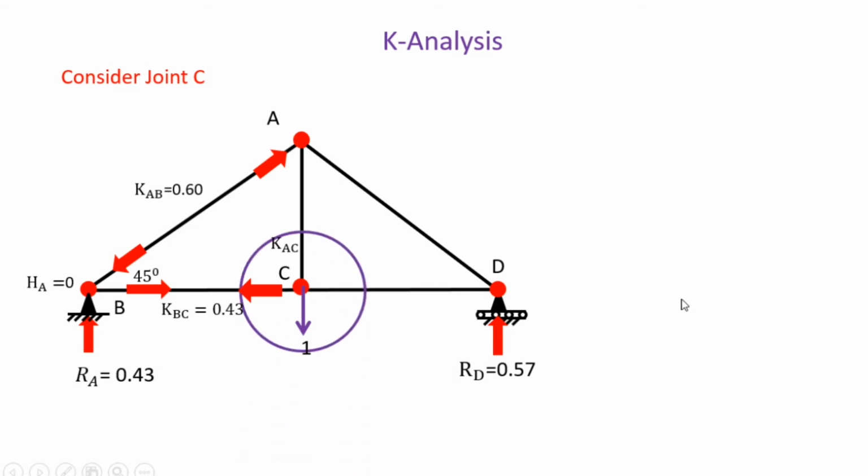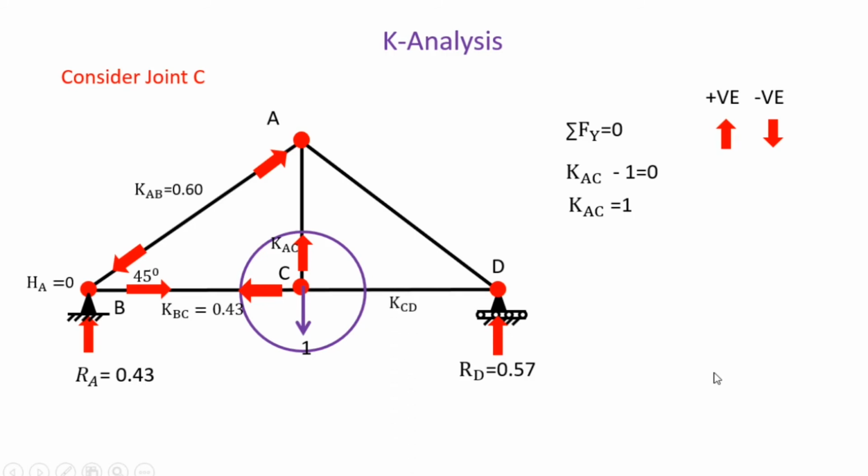Then the force is KAC, and assume the direction of KAC is away from the joint. This force is vertical, so we apply the sigma Fy condition. Vertically upward is plus and vertically downward is minus. KAC is an upward force, that is why it is a plus, and 1 is a downward force, that is why it is a minus. So KAC is equal to 1.